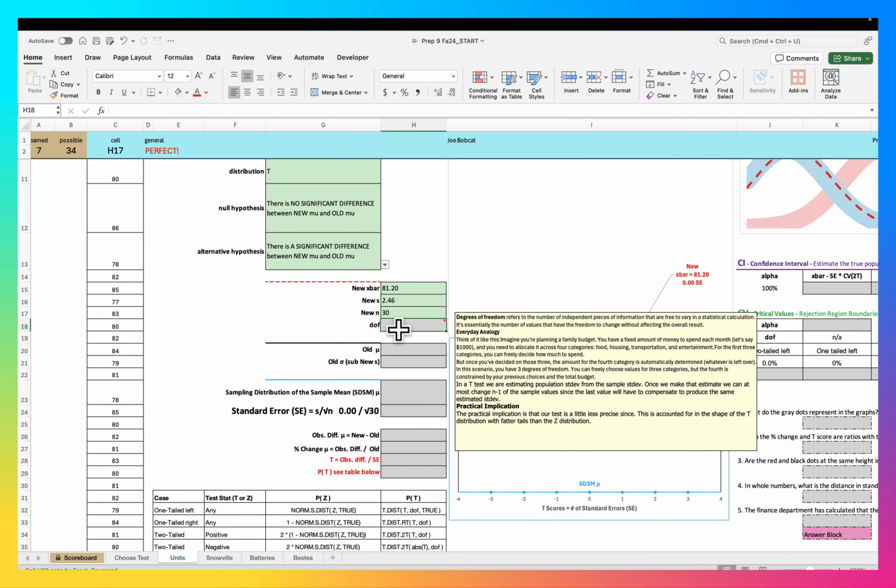All right, now we get to degrees of freedom, and we have a big note here, so let me read it and take you through it. Degrees of freedom refers to the number of independent pieces of information that are free to vary in a statistical calculation. It's essentially the number of values that have the freedom to change without affecting the overall result. So here's an everyday analogy.